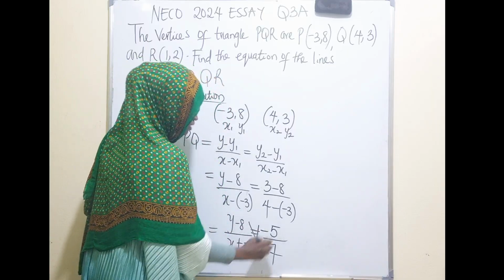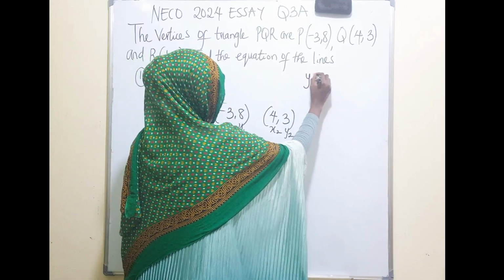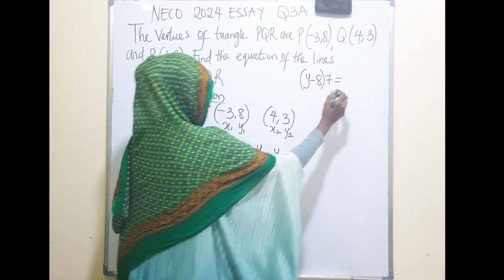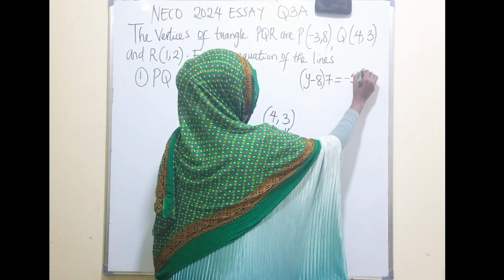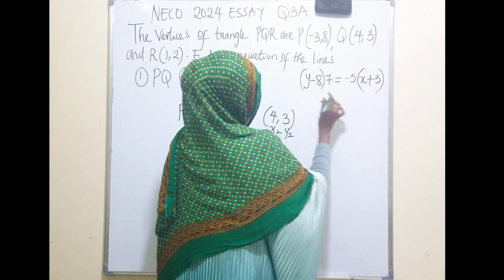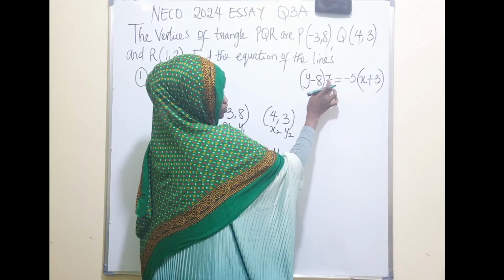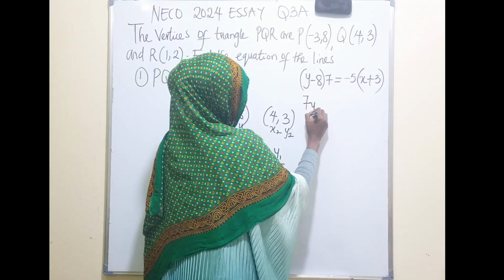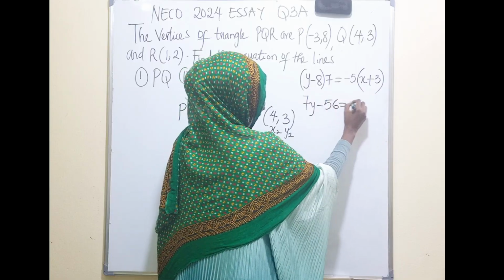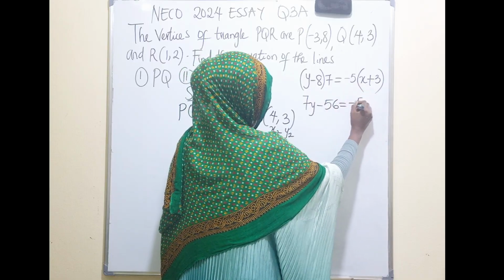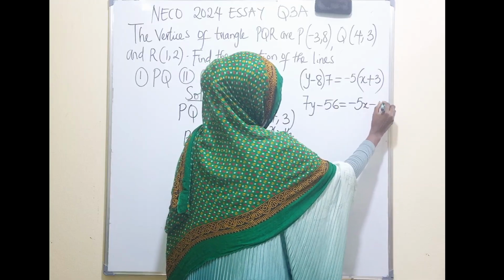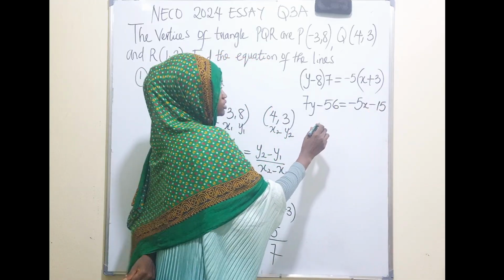So here we cross multiply, we'll be having y minus 8, all of this multiplied by 7, is equal to -5 multiplied by x plus 3. So y minus 8 multiplied by 7: 7 times y gives us 7y, minus 8 times 7, 56, which is equal to -5 times x gives us -5x, and -5 times 3 is minus 15.